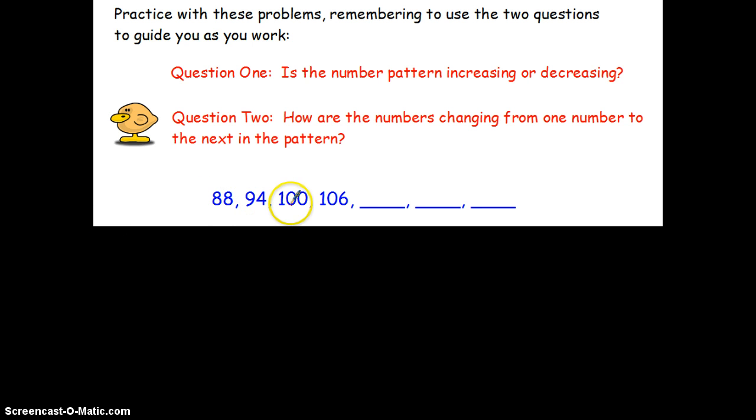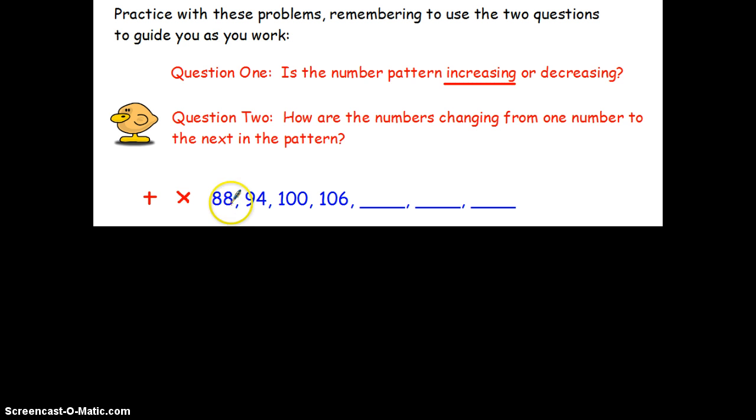94, 106, or I'm sorry, 100, 106, and then I have 3 more missing numbers I have to figure out. So, is my pattern increasing or decreasing? I'm going back to question number 1. Since these numbers are getting bigger, they are increasing, so then I know that since they're increasing, I have to be thinking for this problem either addition or multiplication.